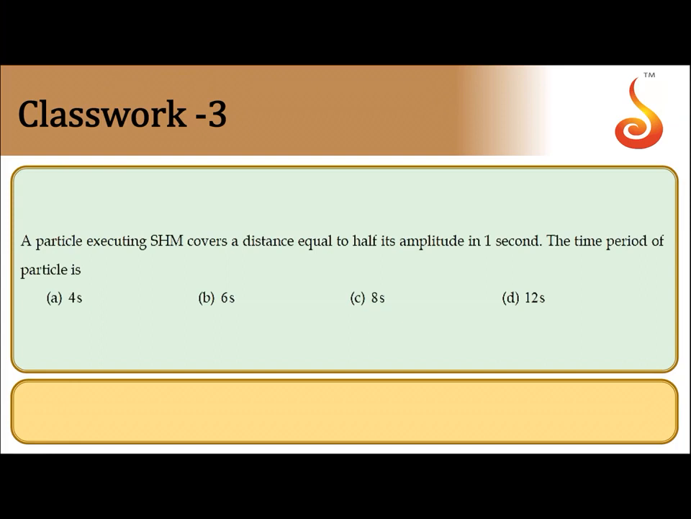A particle executing SHM covers a distance equal to half its amplitude in 1 second. Then time period of the particle is. So they have given half the amplitude is covered in 1 second. You need to calculate the time period of oscillation. So let us say given function is y is equal to a sine omega t. This is simple harmonic motion. So time taken is 1 second. In 1 second it covers half of the distance. Half of the distance means y is equal to a by 2, that is equal to a sine of omega.